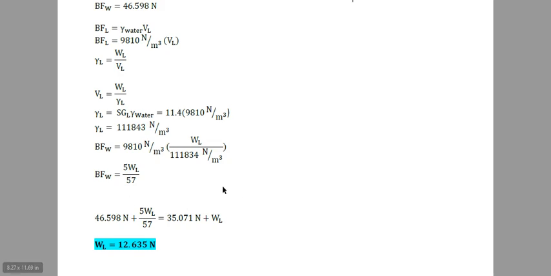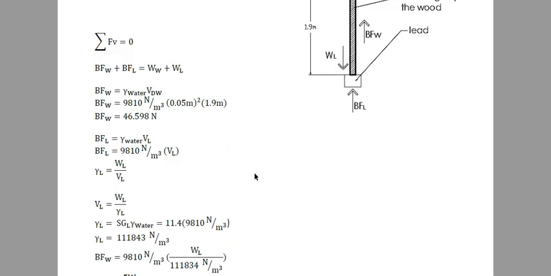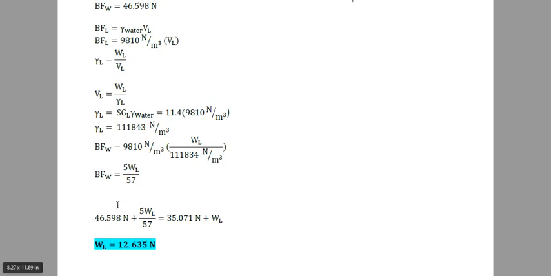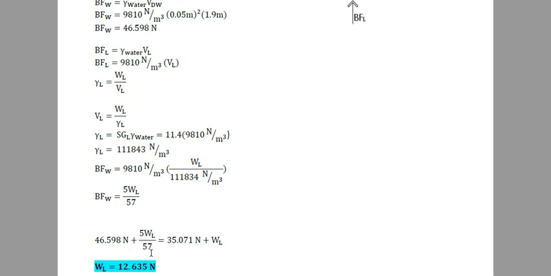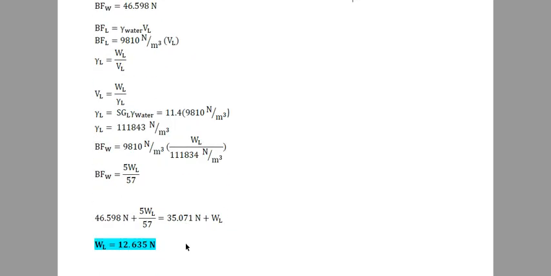Now, this would be the equation now. Ito. Okay, so ito yung buoyant force acting on the wood. Ito yung BFL. So, 5WL over 57 equals weight ng wood, which is solved the way yung sinabi ko kanina, specific weight ng wood times volume ng wood. Yan na. Given naman yung dimensions ng wood. Plus weight ng lead. So, we only have one unknown in the equation, which is yung weight ng lead. That's 12.635 newtons. Okay.